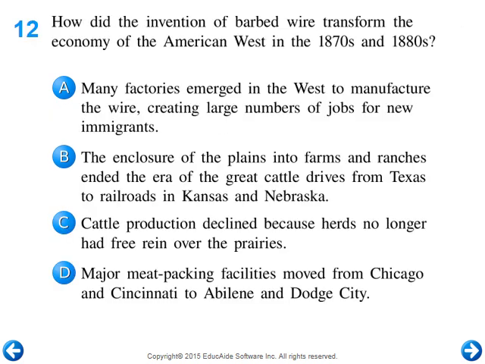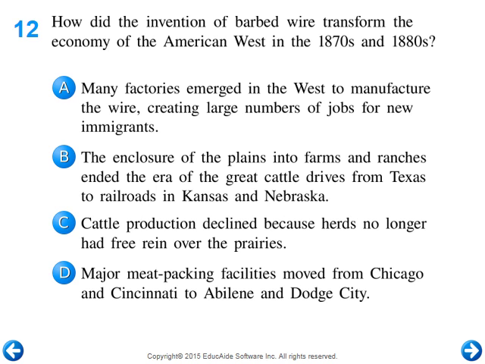All right, number 12. How did the invention of barbed wire transform the economy of the American West in the 1870s and 1880s? The whole point of barbed wire, it allowed people to fence off large sections of land a lot easier and a lot cheaper than they previously could. Okay, so this allowed them to claim large sections of land. So let's look here. A, many factories emerged in the West to manufacture wire, creating large numbers of jobs for new immigrants. No, that's not it.